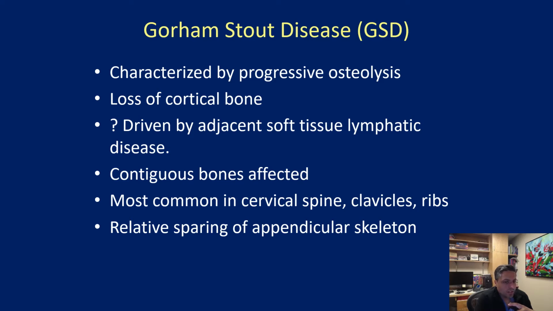This can enhance avidly with administration of contrast and may reflect disease activity at that point in time. In terms of distribution, contiguous bones are affected, most commonly in the cervical spine, clavicles, and ribs, and there is relative sparing of the appendicular skeleton.